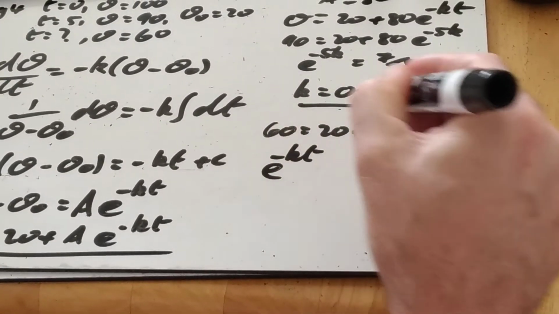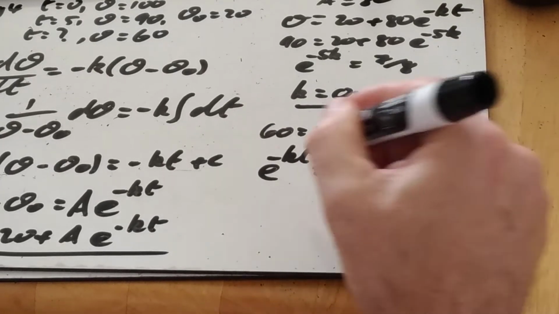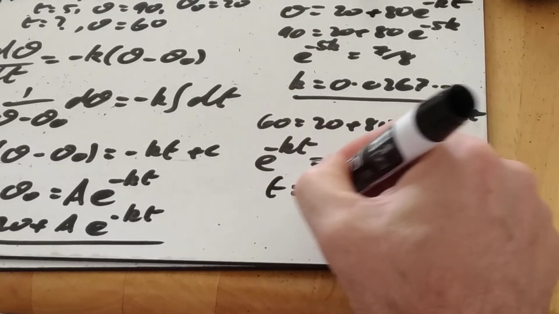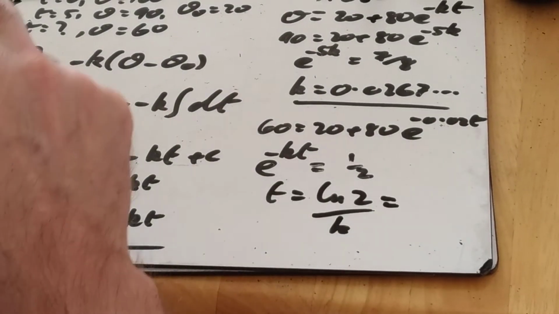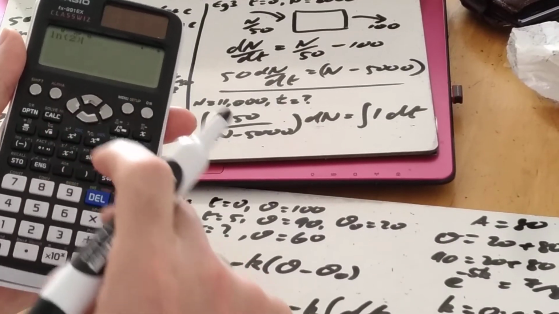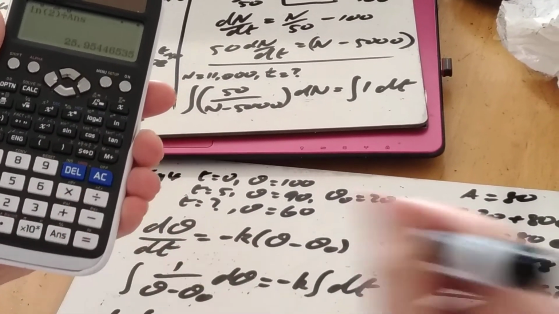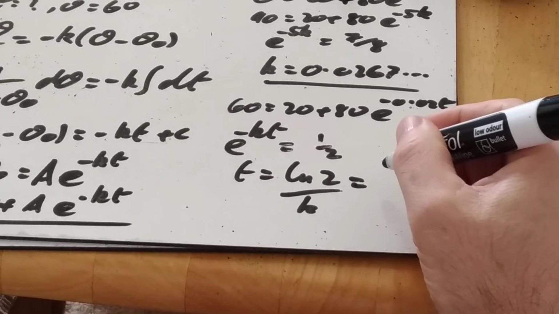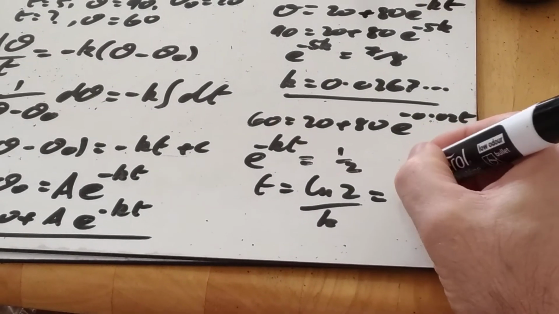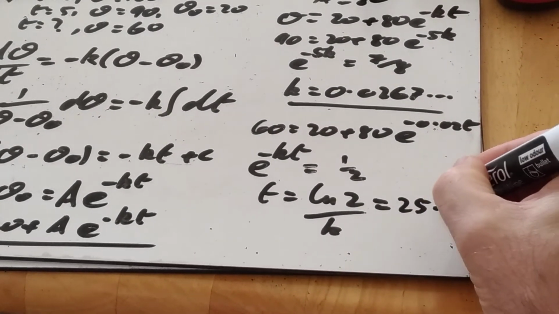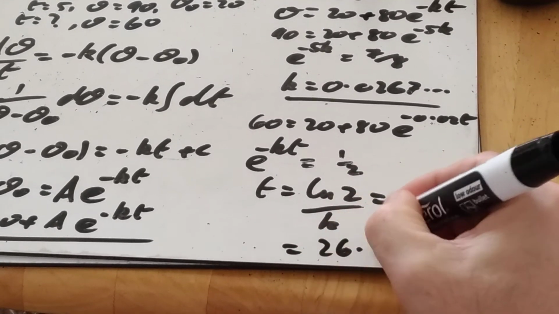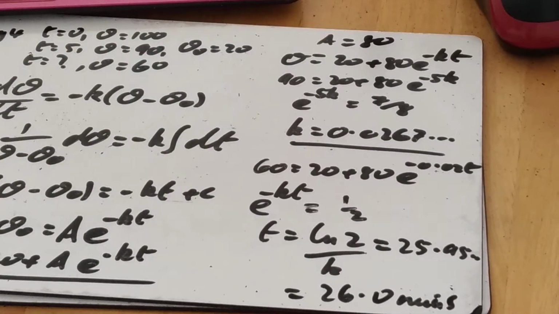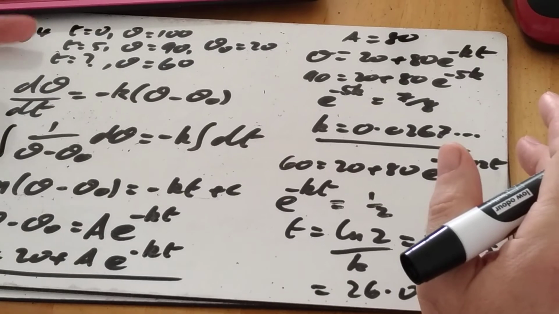So e to the minus kt, for shorthand, equals a half. So minus kt is ln of a half, or t is ln 2 over my constant. Since I've got it there, I can do ln 2 divided by my answer equals 25.95. Check my question: how long will it take? Rounds off to 26 minutes. There we go.